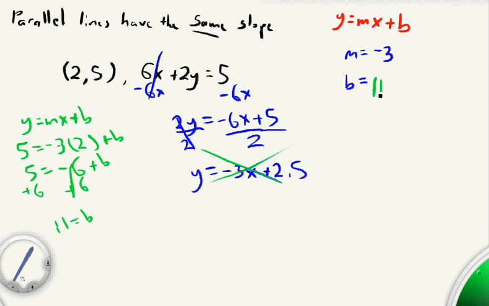And then our last step is just to write our actual equation. So we're going to plug in the numbers for m and b, which gives us y equals negative 3x plus 11. And there's our answer. That's the equation of the line that's parallel to this line that goes through that point.